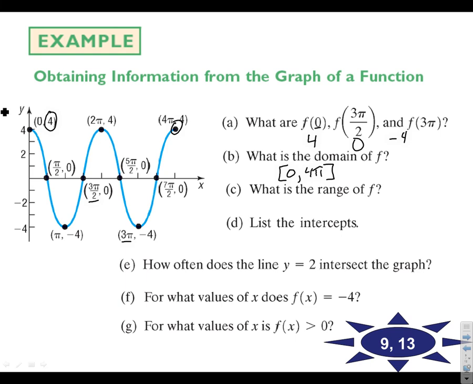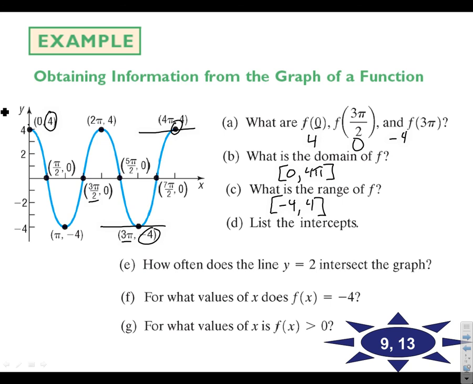Okay, moving on. Where were we? What is the range? We need to figure out what the y values are. The lowest y I can find is down here. That's negative 4, touching, all the way up to, what's the highest vertical point? Positive 4. Okay, and let's list all the intercepts.